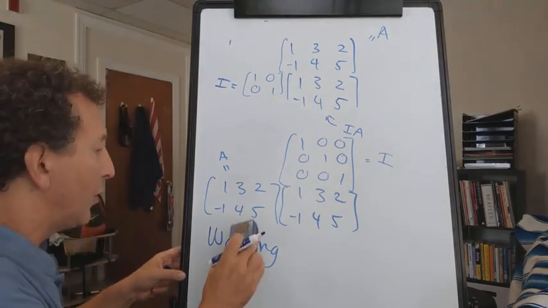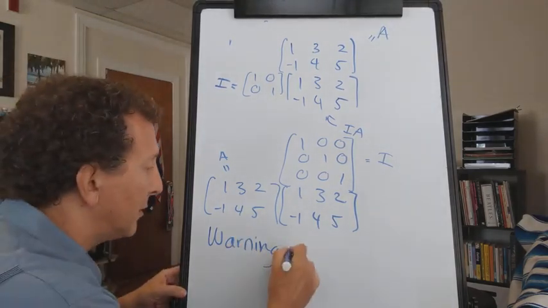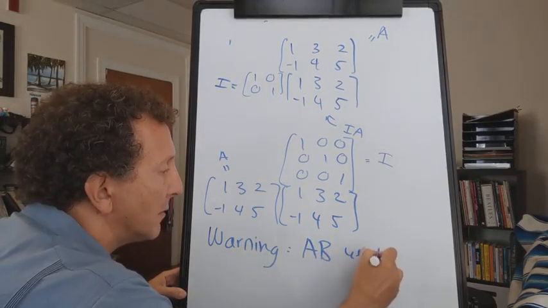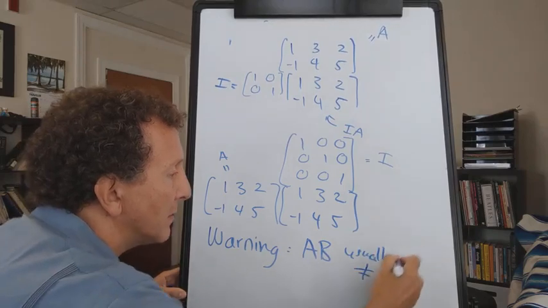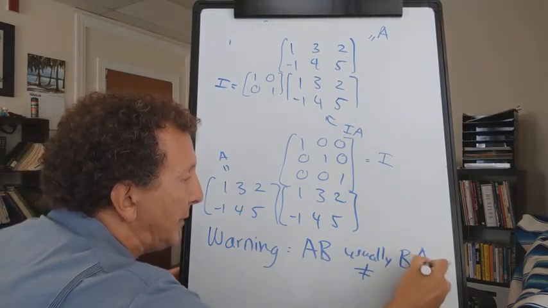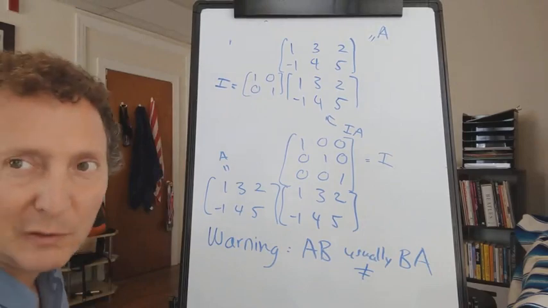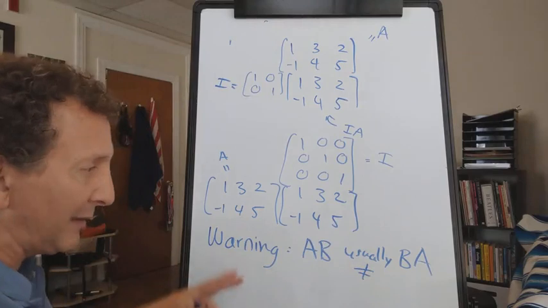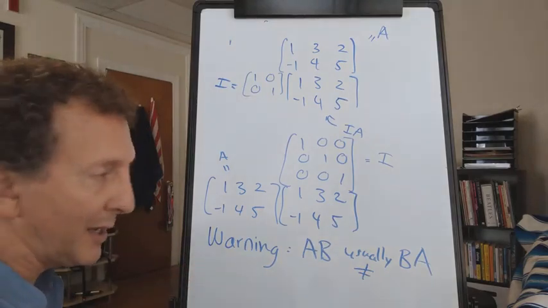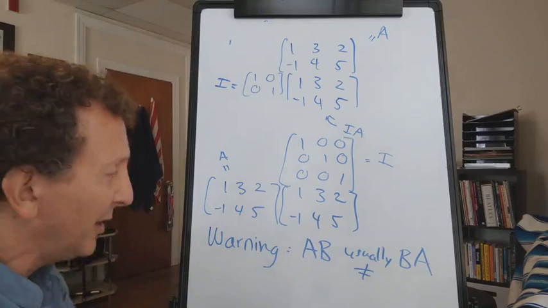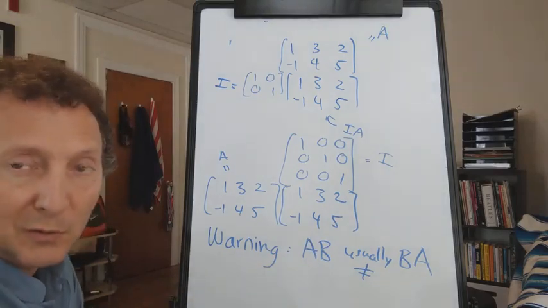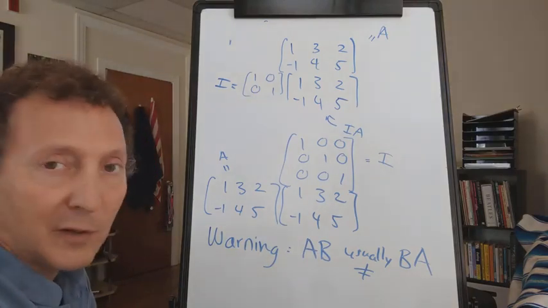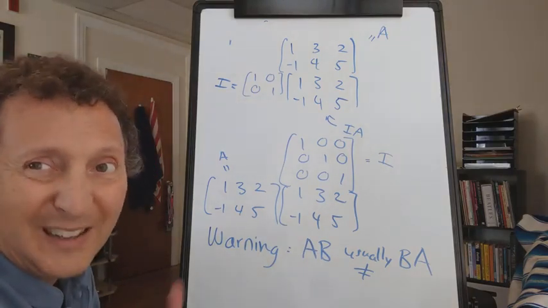But I have a small warning for you. AB and BA don't have to be the same. In fact, usually they're different. We could think of some matrices A and B where we get the same answer multiplying A by B and B by A, but usually these are different. So this rule works differently from numbers because, well, 2 times 6 is 6 times 2. So we're used to reversing the order of multiplication of numbers, but we can't do that with matrices.